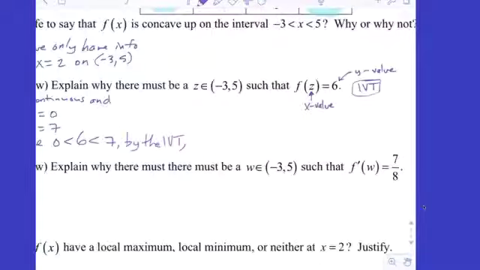All right, so yeah, I'll just write it out there. There must be a z from -3 to 5, blah, blah, blah. Okay, you just reuse their words.